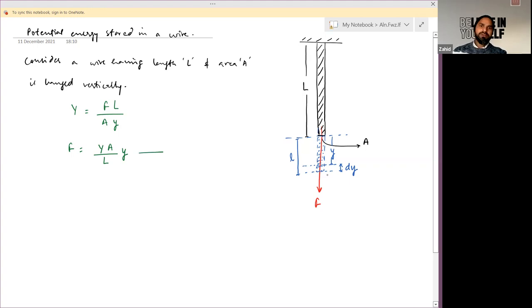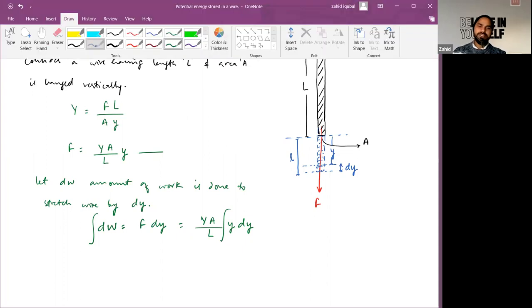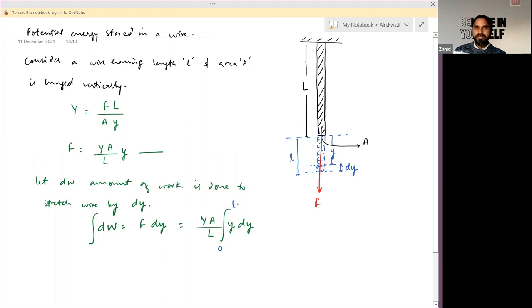If you apply this amount of force to this wire to stretch it further by dy, you must do some amount of work. So let's say W amount of work is done to stretch the wire by dy. Work done equals force times displacement. We have force as YA divided by L, y times dy. Now integrate both sides. On the right-hand side, we have y as a variable, so its initial limit will be 0 and final limit will be L, the maximum elongation produced in this wire.